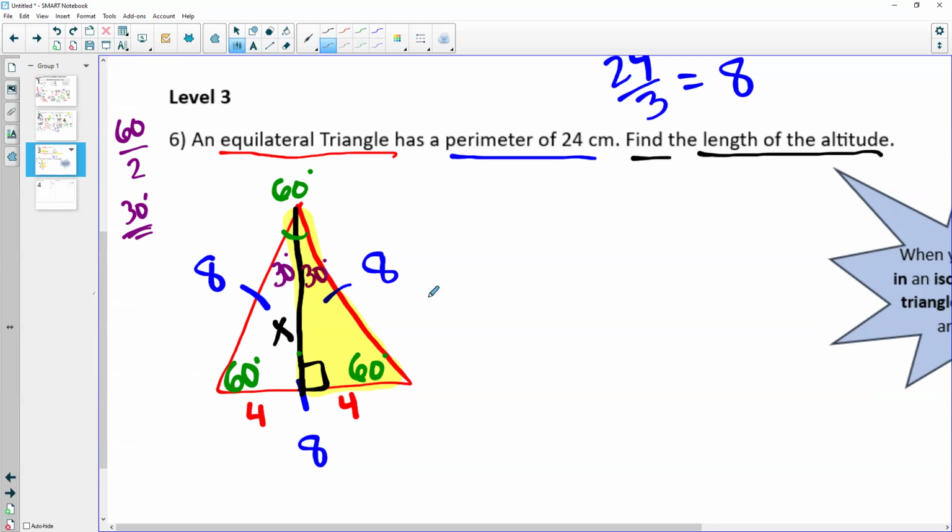Okay. So what we're going to work with here is this yellow highlighted triangle. I'm just going to pull it out of the picture that we have here. And we see here that this is 60. This top angle here is 30. And I'm going to label our sides.